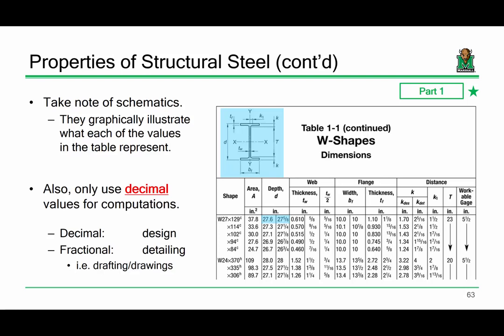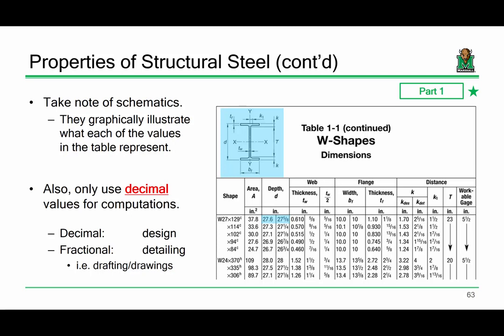Now, that brings up another question. If I look at the depth, the depth in the manual is reported from the very tippy top to the very, very bottom. Which value do I use when I'm doing calculations? Do I use the 27.6 or do I use the 27 5/8? We use the 27.6. In this course, we only use the decimal values. The decimal values are for design computations. The fractional values are for detailing, so for drafting and drawings. Like when you go out to the construction site, you need to know how wide the flange is, you pull out your tape measure. That's what it's going to say.